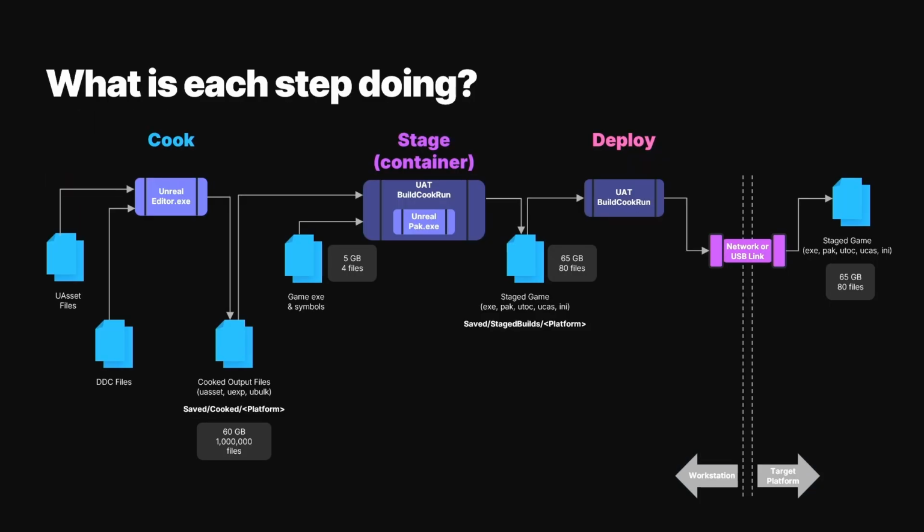So putting these together side by side, you can visualize it like this. So you can see cook, stage, deploy, all the same as what we saw earlier, just strung together. So you can see how the output of cook is also fed in as the input of stage and onwards until we end up with a build on our target platform that's ready for execution.